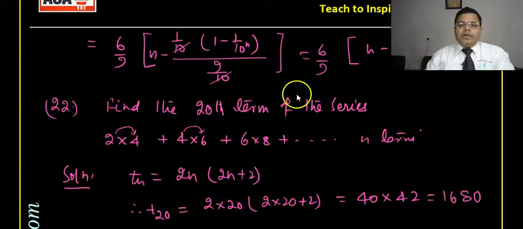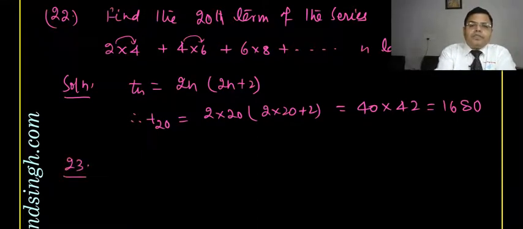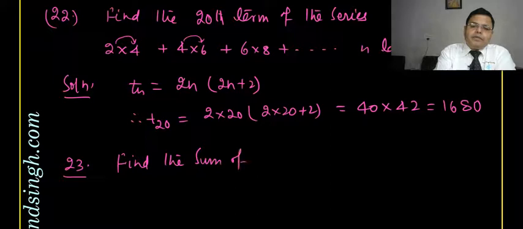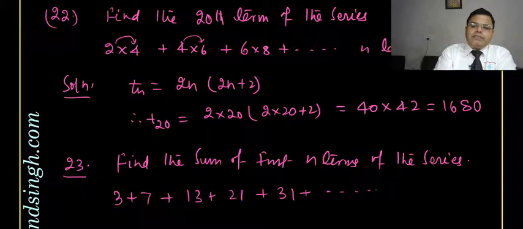This is question number 22. I hope you got it. Now question number 23: find the sum of the first n terms of the series. The series is given as 3 plus 7 plus 13 plus 21 plus 31 and so on.